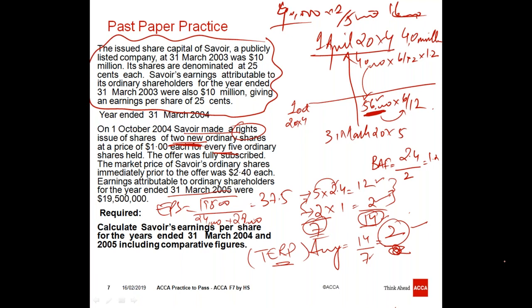Why didn't we multiply 56,000 by 6 upon 12 with the BF? BF is actually given to the shares which were before the right issue. So 40,000 is actually the reason that we have received the right shares. So the bonus component should be related to these shares rather than 56,000.